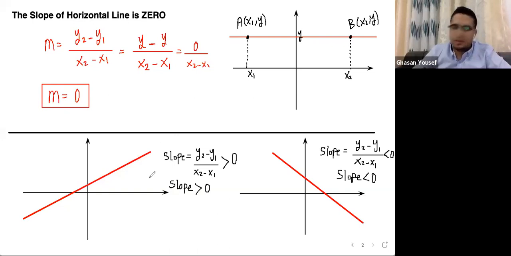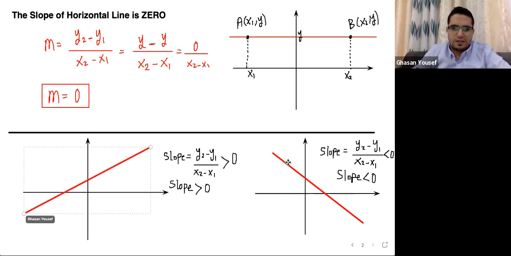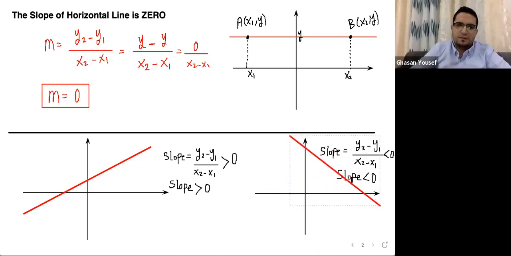The slope of this one is positive. Make sense? So if the question has a positive slope, the line should be something like this, like this, anything like this. If the slope is negative, the line should be something like this, or this, or this, whatever.